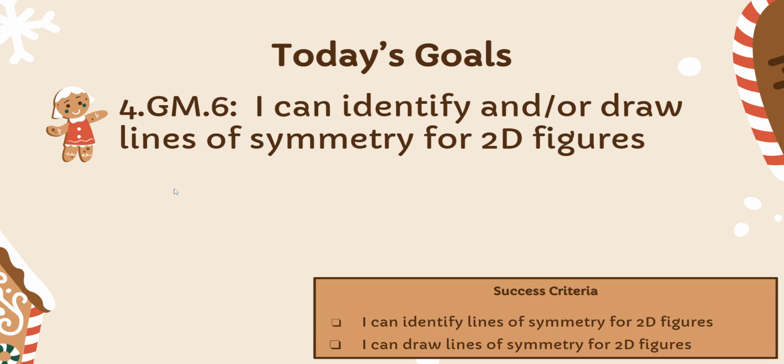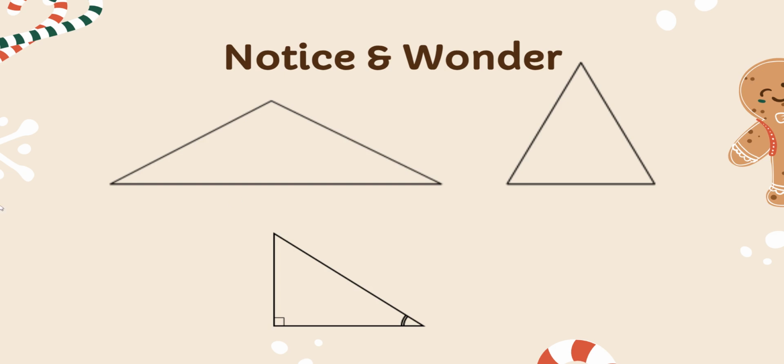All right, so here are today's goals. For GM6, I can identify and or draw lines of symmetry for 2D figures. Our success criteria is I can identify lines of symmetry for 2D figures, and I can draw lines of symmetry for 2D figures. So I want you to go ahead and take a look at these triangles and just notice and wonder about them. What do you see that's the same about them? And what do you see that's different? Go ahead and take a minute.